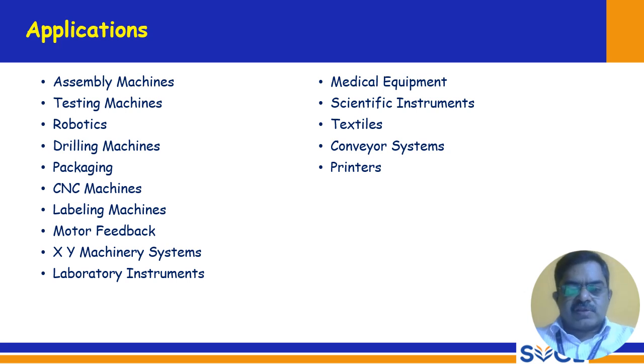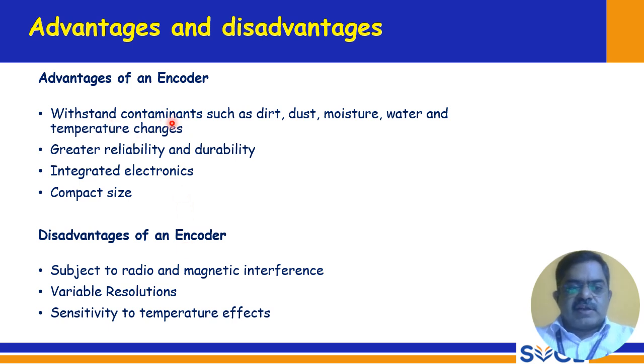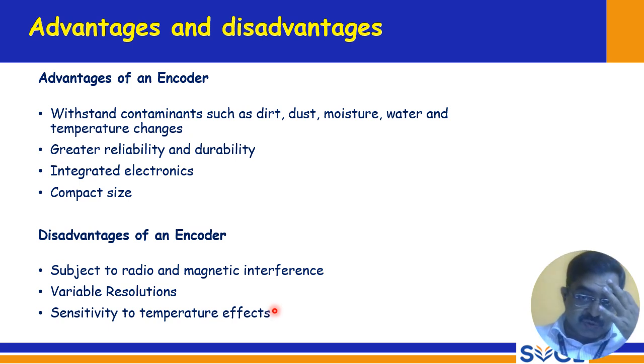Then advantages and disadvantages, if you see, they withstand contaminants such as dirt, dust, moisture, water and temperature changes, with greater reliability and durability, integrated electronics, and compact size. Encoders have very good advantages compared to disadvantages. The disadvantages are limited: subject to radio and magnetic interferences, variable resolutions, and sensitivity to temperature effects. So these are the limited disadvantages.